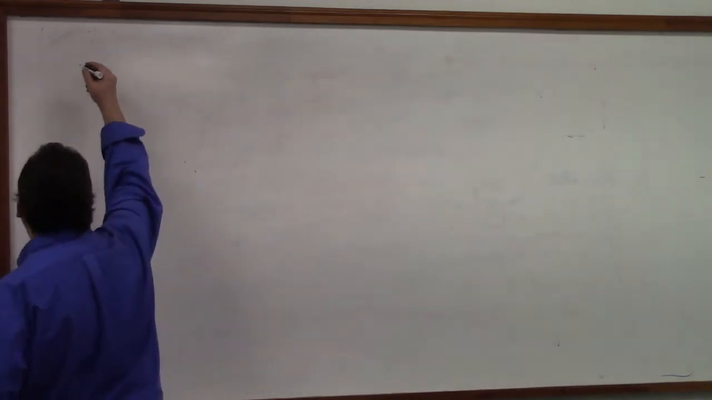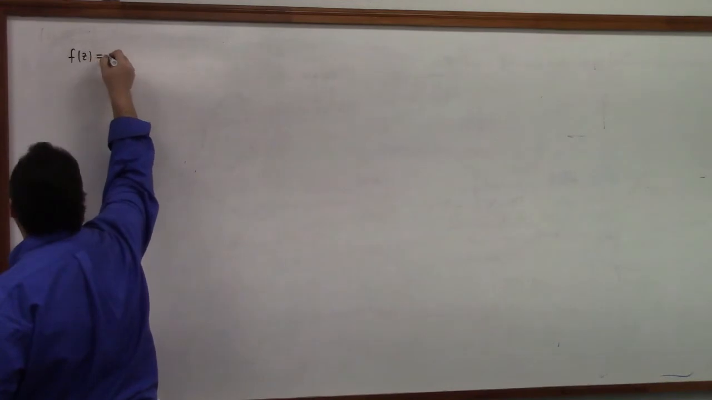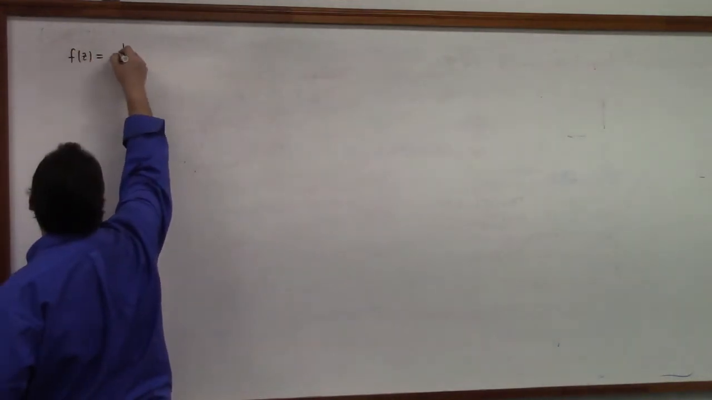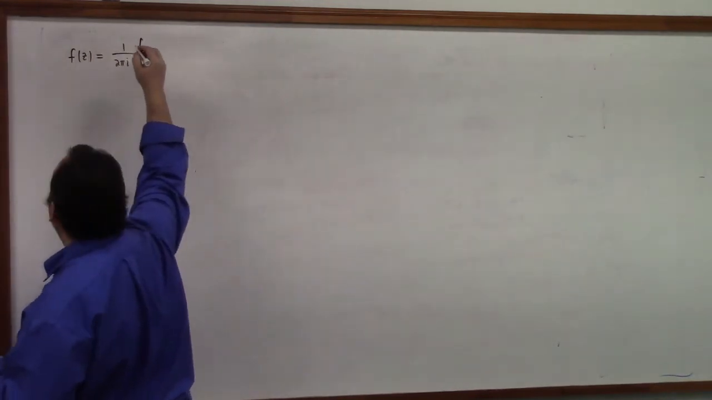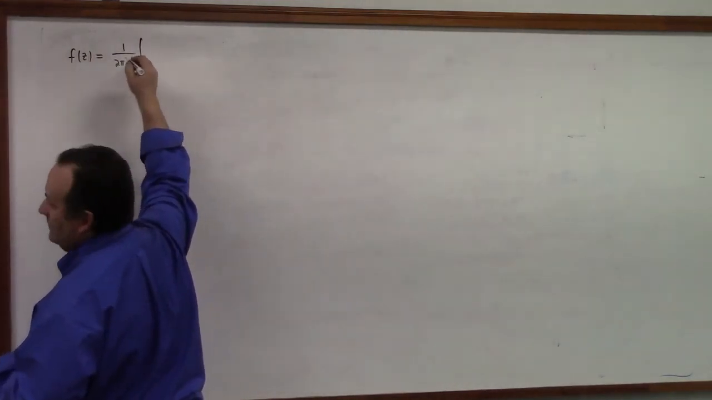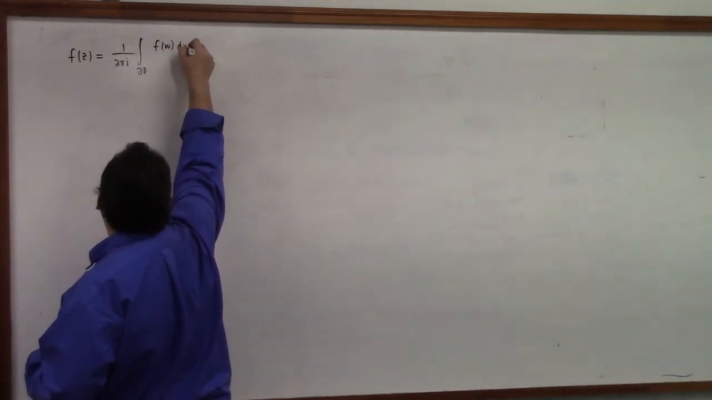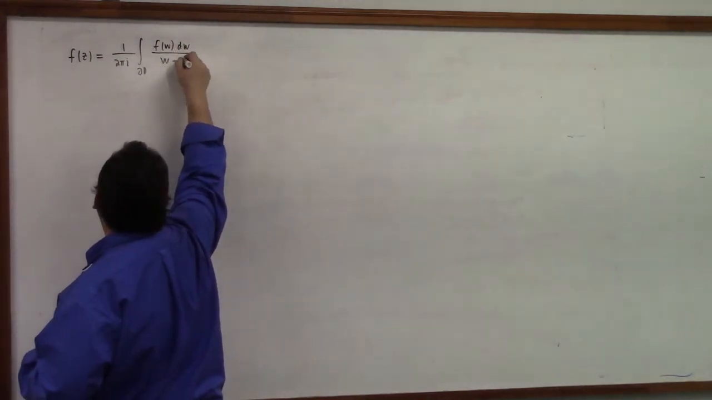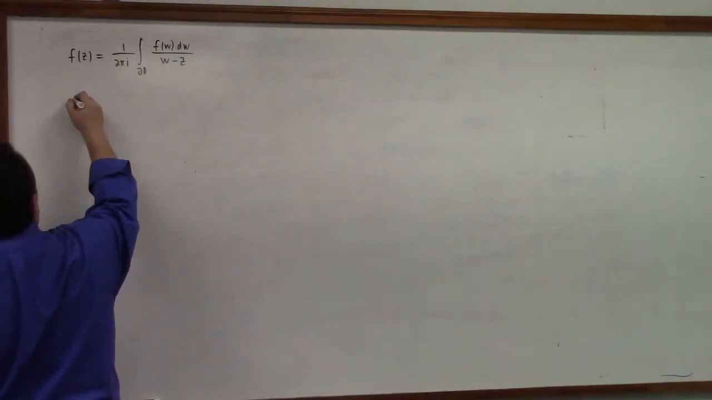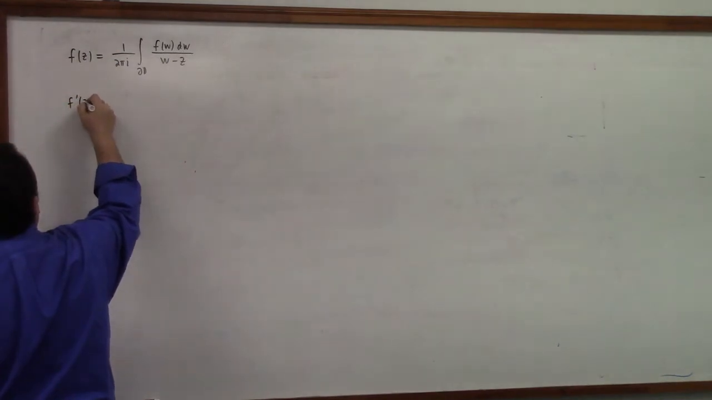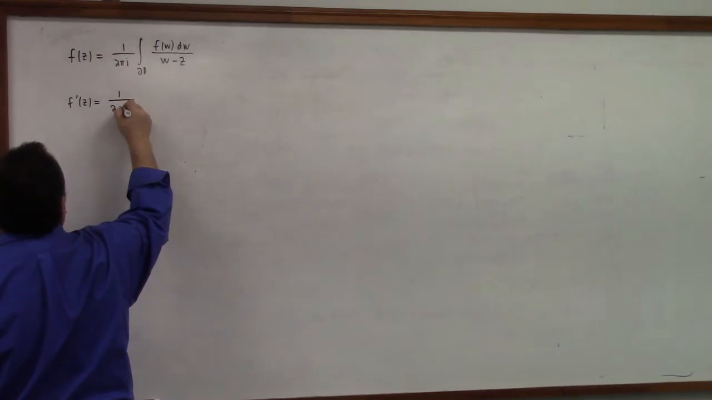Cauchy's integral formula. I have f of z is equal to 1 over 2 pi i, integral over the boundary of D, f of w dw over w minus z, right? So what I can do is differentiate this with respect to z. f prime of z is equal to 1 over 2 pi i.